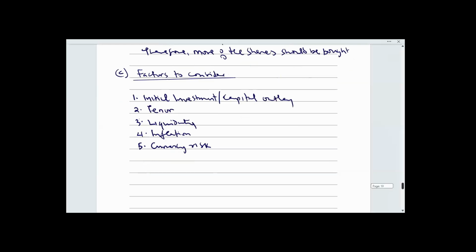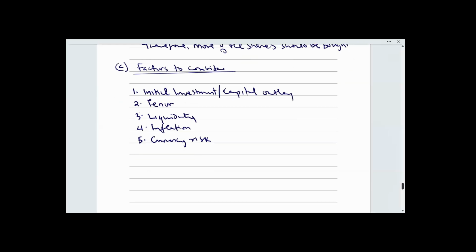Then number 6, you can also consider taxation. What will be the impact of taxation on your investments? Then number 7, you can consider default risk.